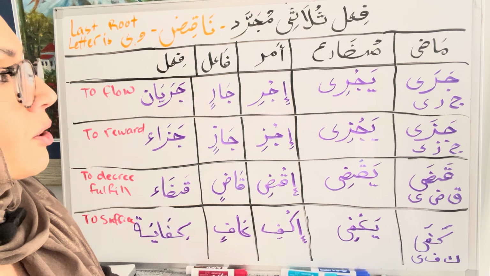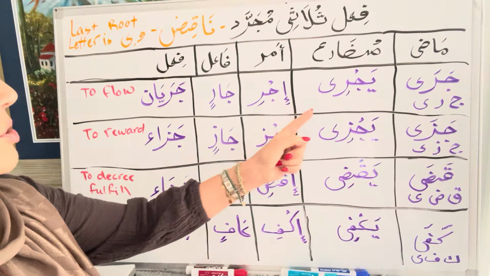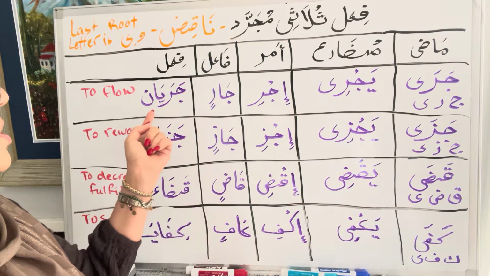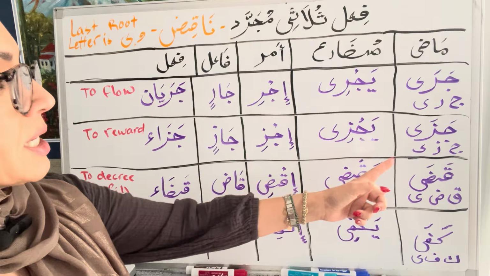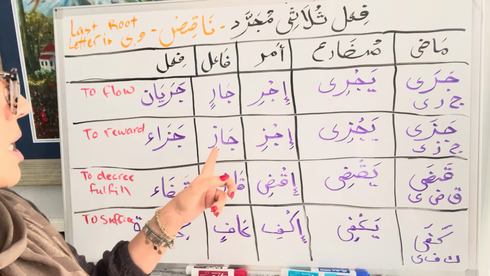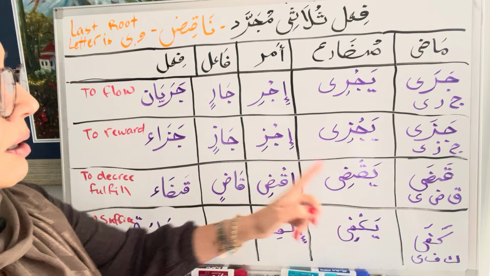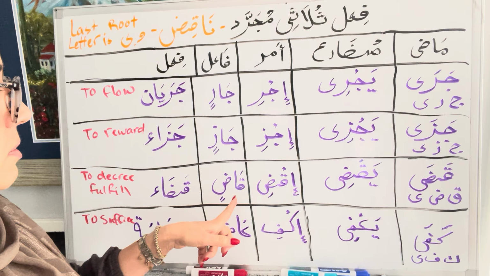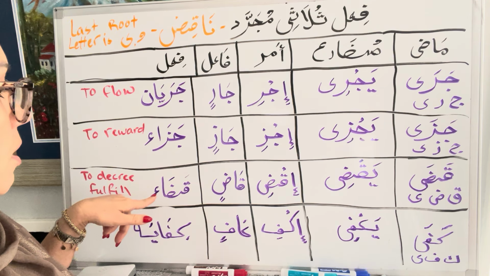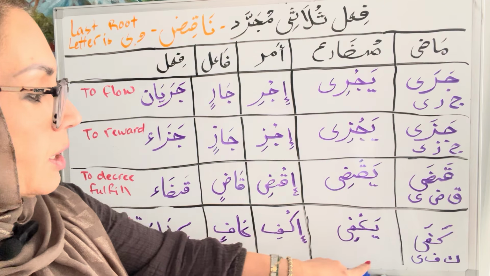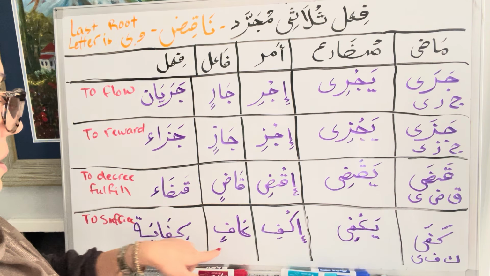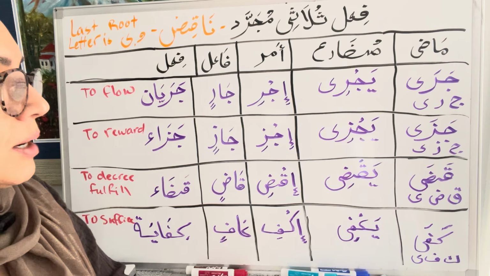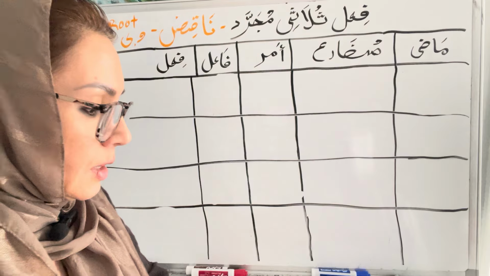All right, let's quickly go over them again. Jara, yajri, ijri, jarin, jarayan. Jaza, yajzi, ijzi, jazin, jaza. Qada, yaqdi, iqdi, qadin, qada. Kafa, yakfi, ikfi, kafin, kifaya. All right, we'll be back with a clean board.